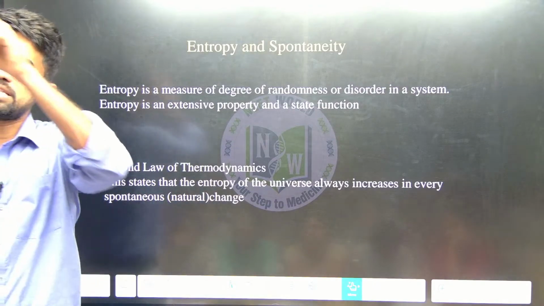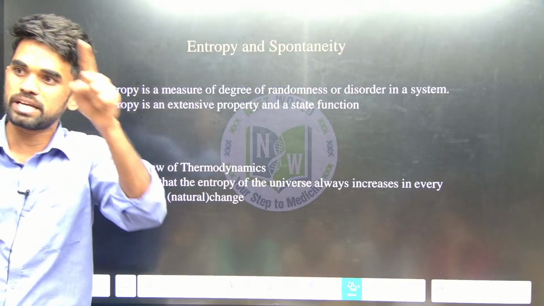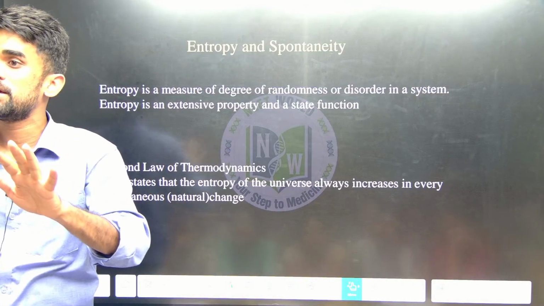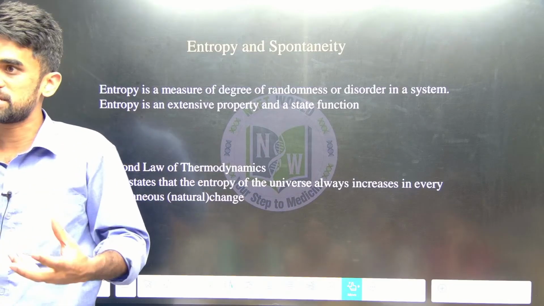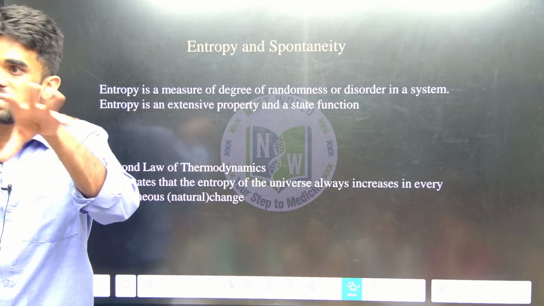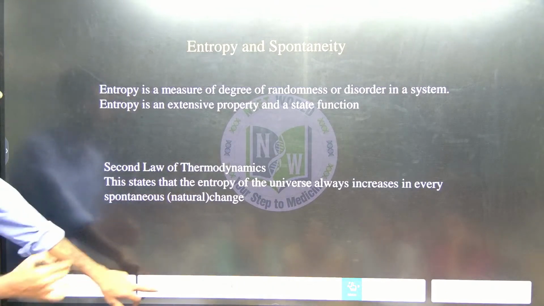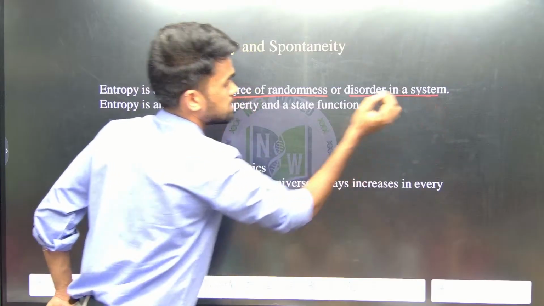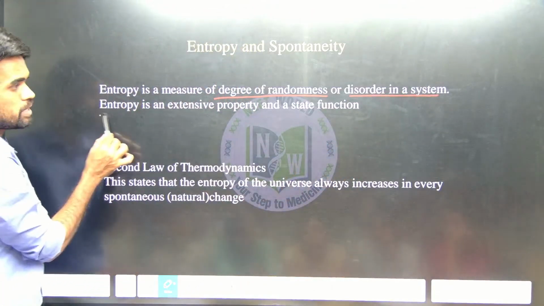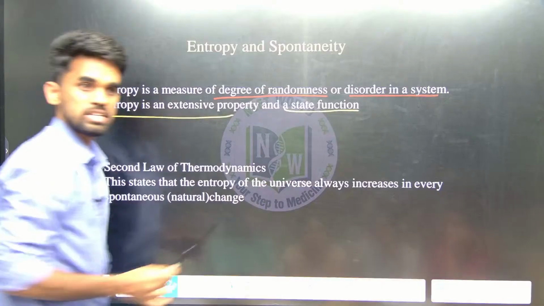So during any spontaneous process, entropy will increase. What do we mean by entropy here? The randomness or the disorderness of that system. So you just read: entropy is a measure of the degree of randomness or disorderness in a system. Entropy is also an extensive property and it is a state function.